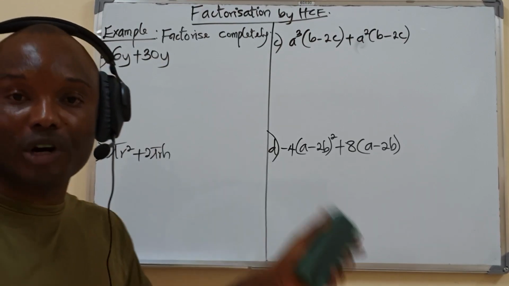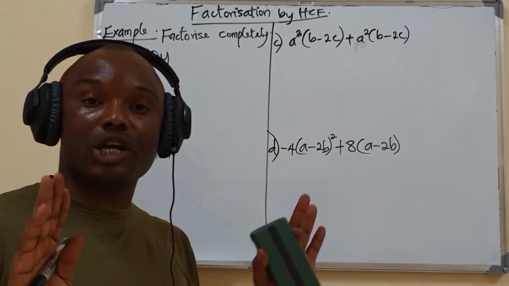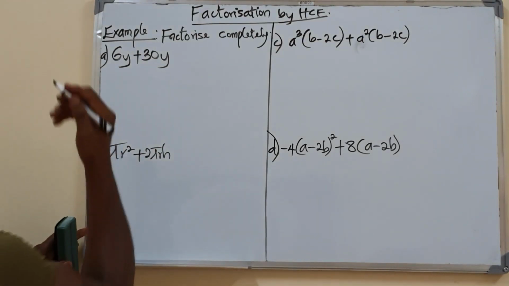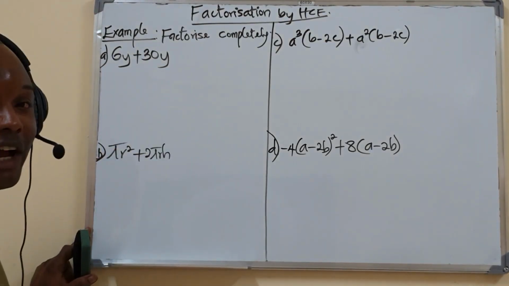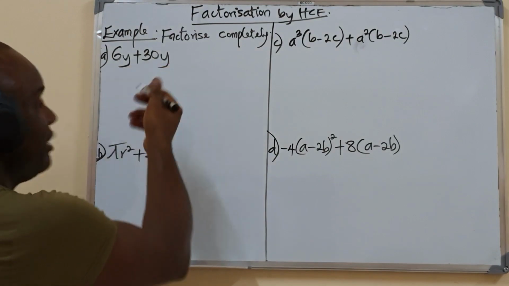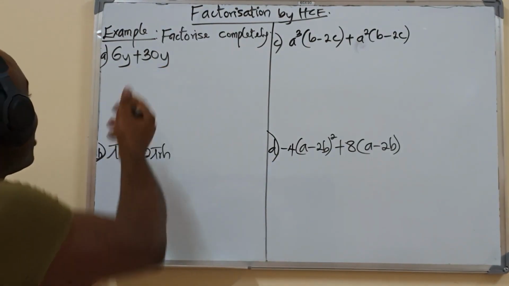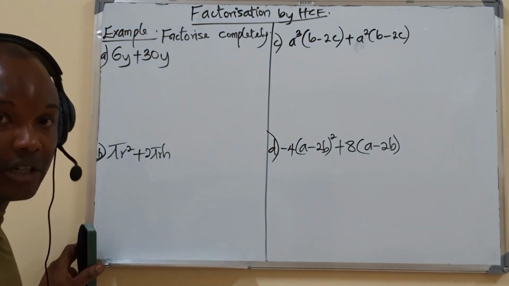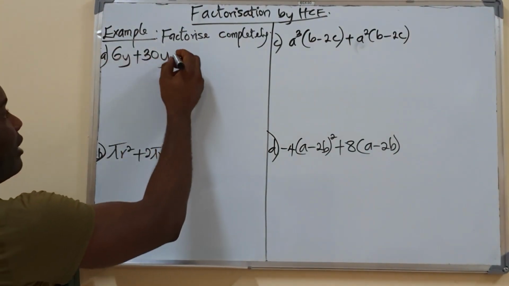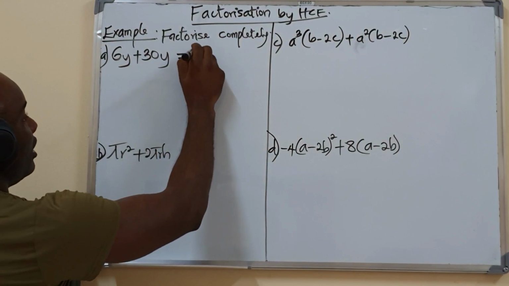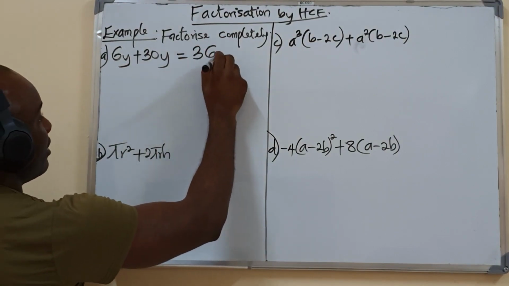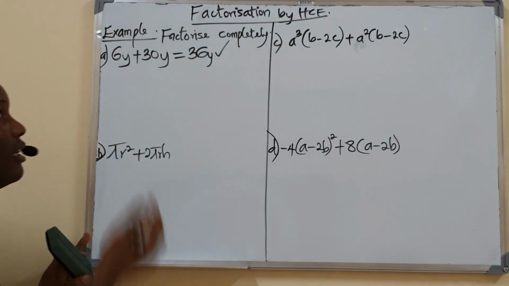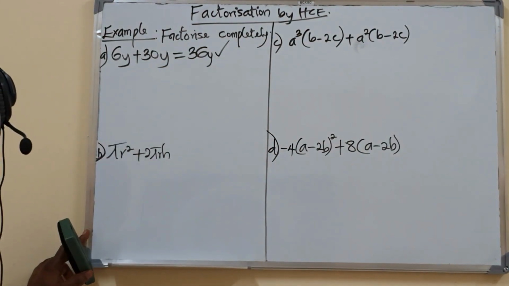We are going to be working using highest common factors. Follow me. For the first case, this is 6y plus 30y. You can easily say, since they are like terms, just add them. 6y plus 30y is 36y. You are very correct. But this is placed here because I want to show you something important. It's 36y. Yeah, but let me show you how to do that using the factorization method.